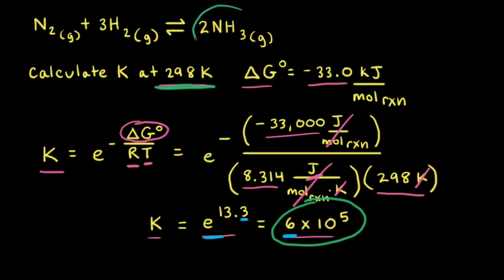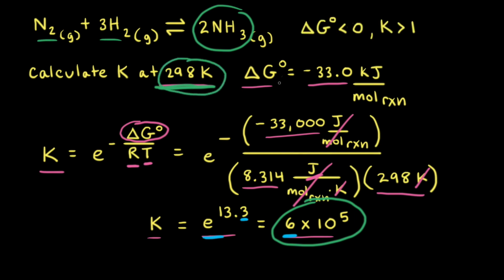So there's a lot more ammonia than there is nitrogen or hydrogen when this reaction reaches equilibrium at 298 Kelvin. So whenever ΔG° is negative, or you could say ΔG° is less than 0, the equilibrium constant is greater than 1, and products are favored over reactants at equilibrium.